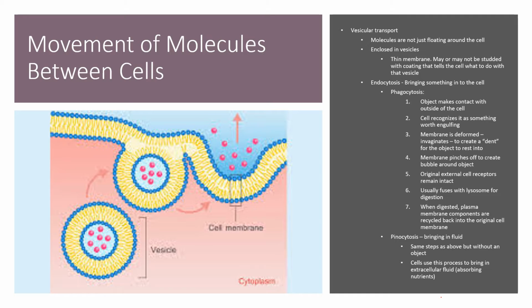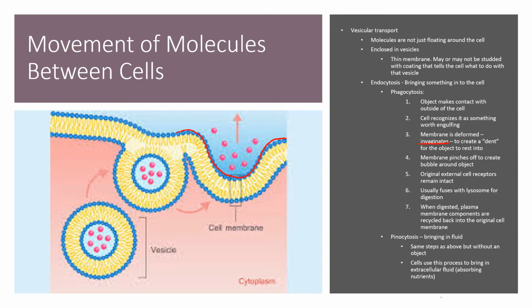Once the cell makes contact with one of those protein molecules that looks for stuff and decides whether or not the cell wants to bring it in, if the cell recognizes it as something worth bringing in, what it'll do is it'll deform its membrane. It'll create a big dent around where those molecules are. This denting in is referred to as invagination. The membrane invaginates to create a dent for the object to rest into.